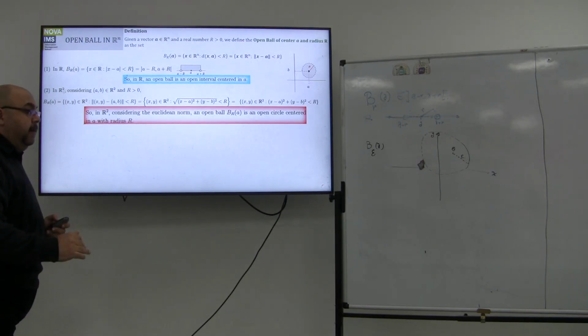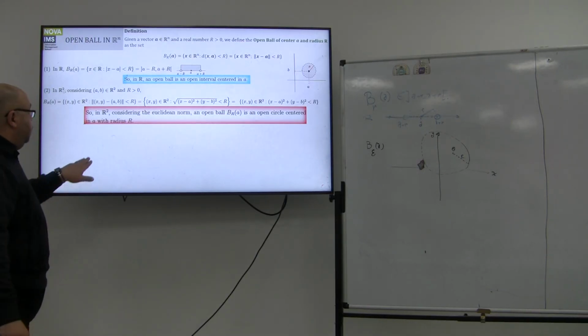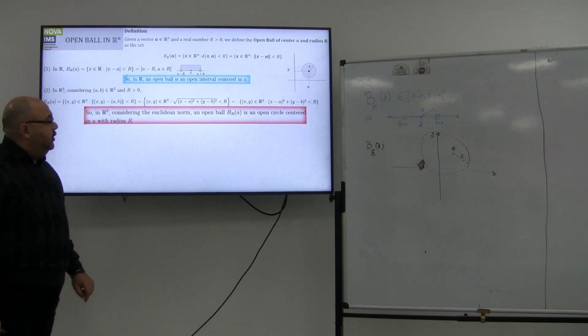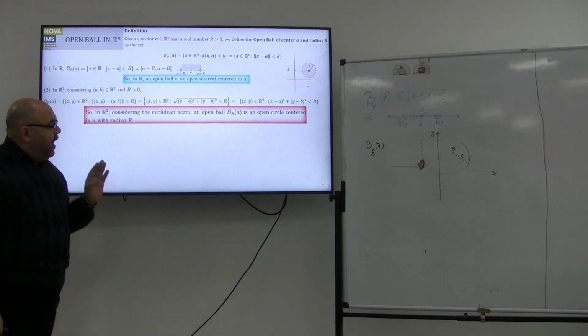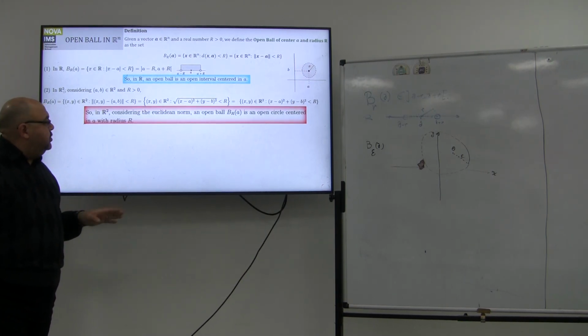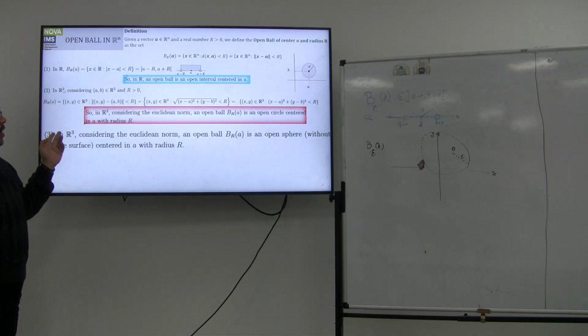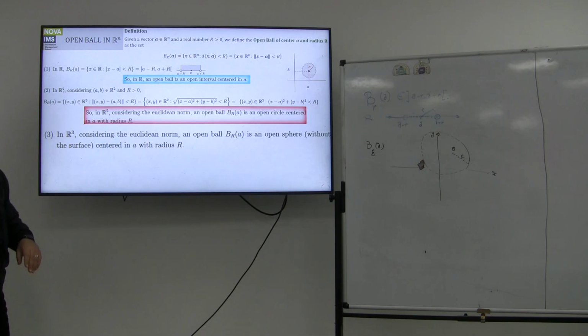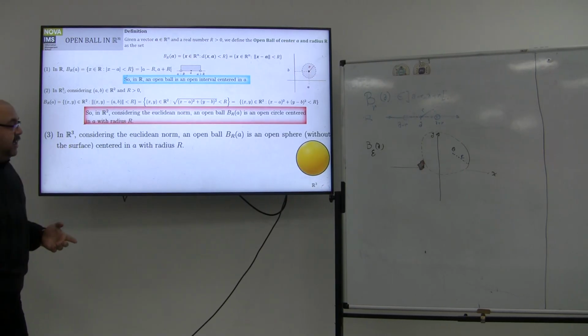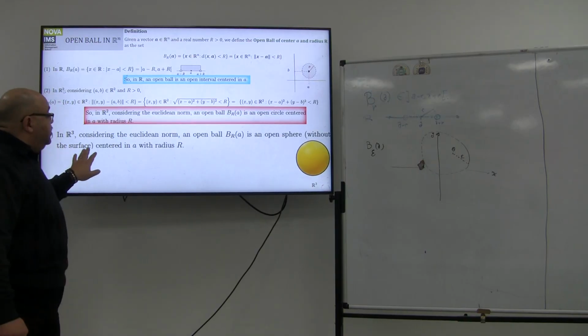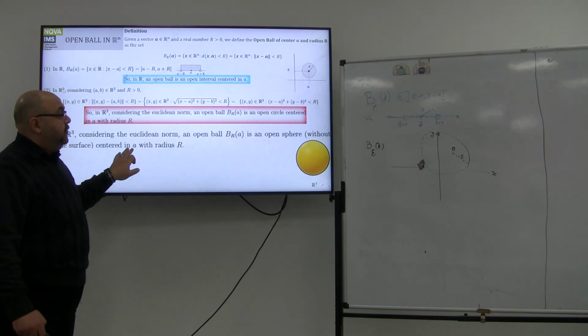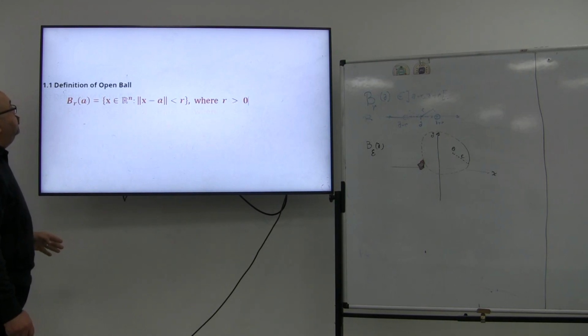If we move to R3, once more in R2, considering the Euclidean norm, an open ball at A with radius R is an open circle centered in A with radius R, but without the boundary. In R3, considering the Euclidean norm, an open ball is a sphere with radius R at A, in this case without the surface, centered in A.